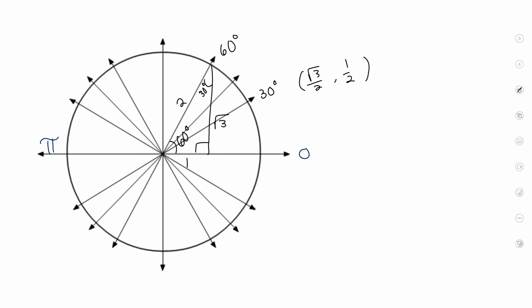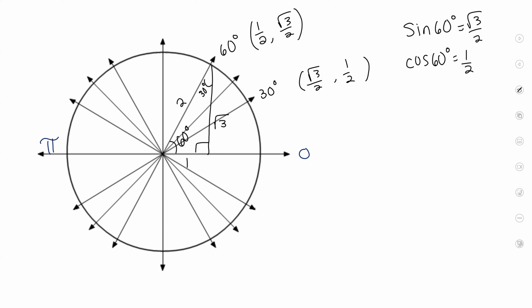Okay? So let's figure out what sine and cosine are for a 60-degree angle. So sine of 60 degrees is square root of 3 over 2, and cosine of 60 degrees is 1/2. So those are your coordinates. 1/2 for cosine, square root of 3 over 2 for sine. So notice, guys, it's just swapped.